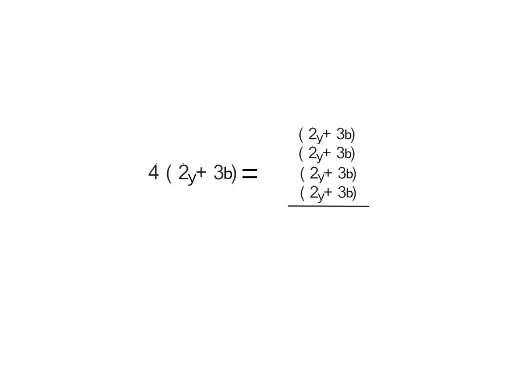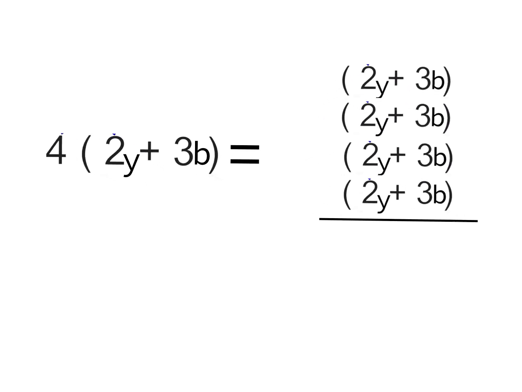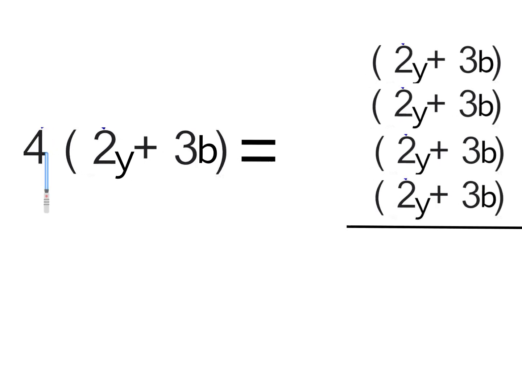Let's check it out when we have variables involved. When there are variables involved, it works the same exact way. This is saying there's 4 groups of 2y plus 3b. And remember, we don't know what y is, and we don't know what b is. Y could be the cost of a yo-yo, and b could be the cost of a banana. But we won't be able to find out what this all equals unless we knew what y and b were. We're going to apply the distributive property first, and then we're going to see if that worked by combining up those groups on the right.